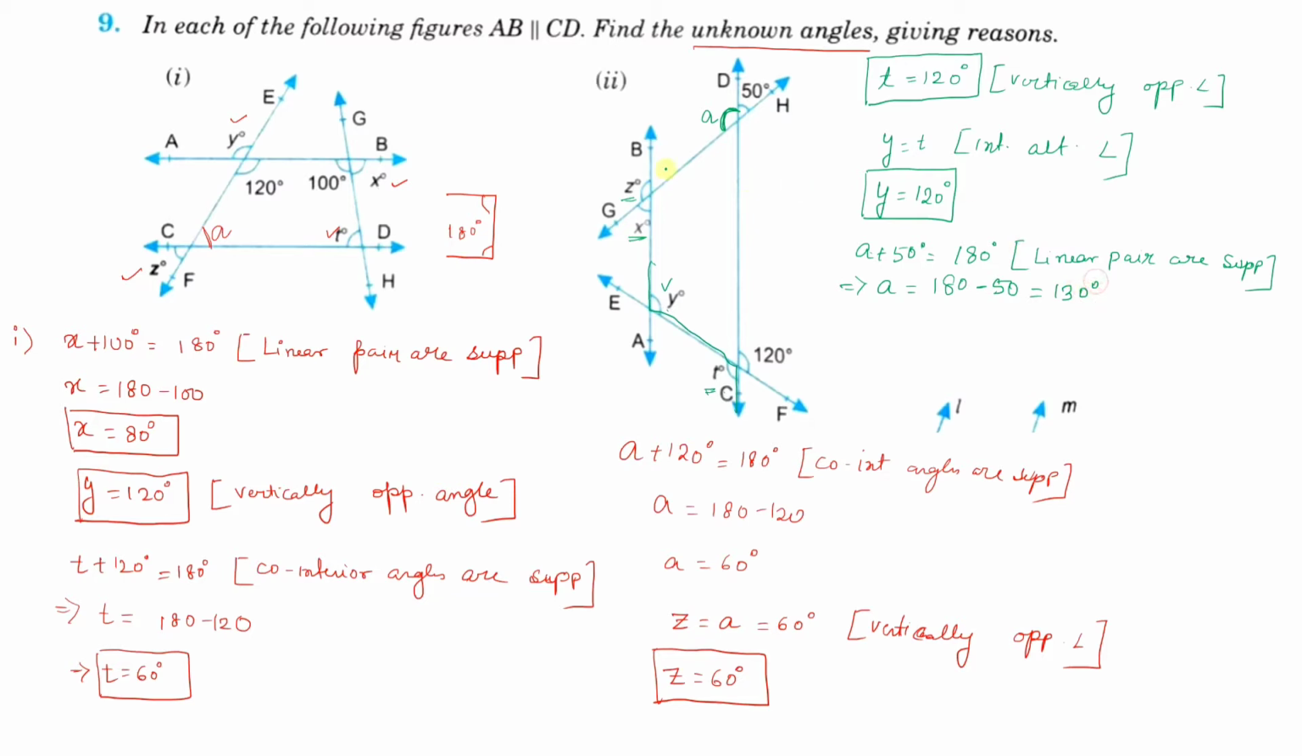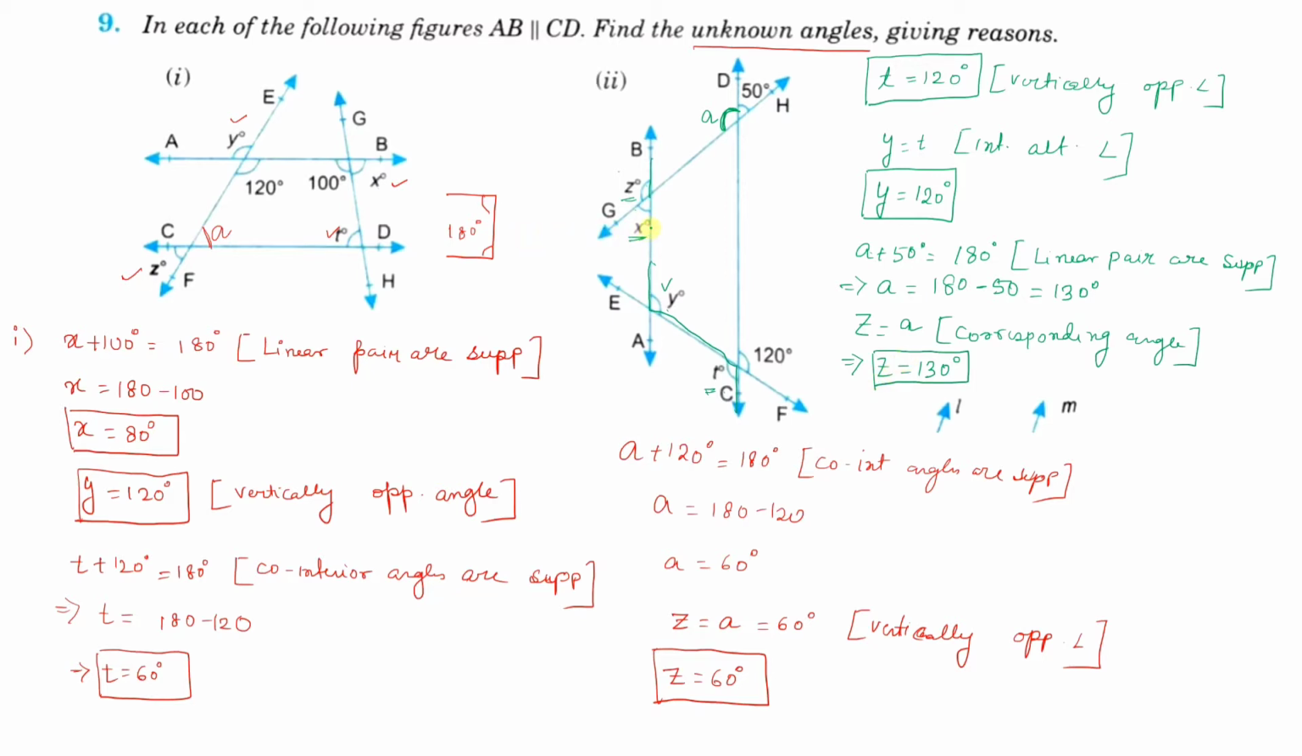Next you can easily find out z, because z is on the left hand side of this line and a is also on the left hand side of this line. So z and a will be what? Z and a will be corresponding angles. So write down z equals a, corresponding angle. So the value of z will be 130 degree. So we have found the values of 3 unknown angles, and only x is left over.